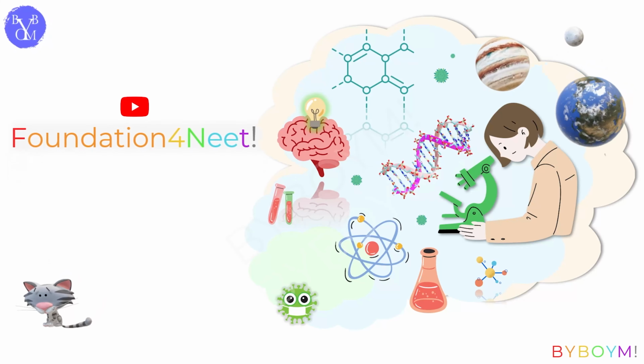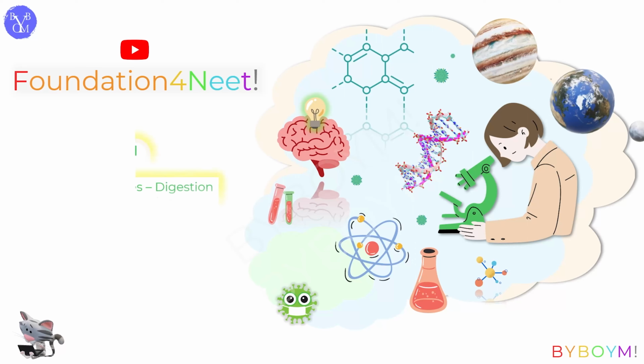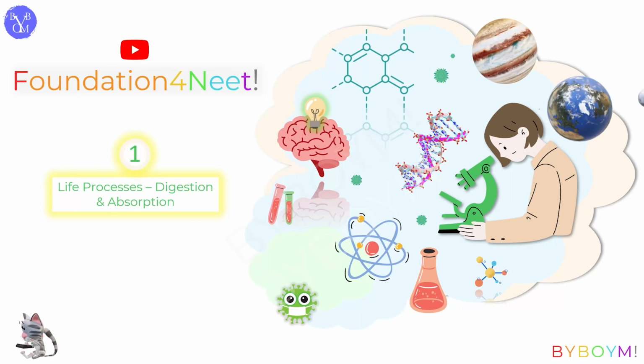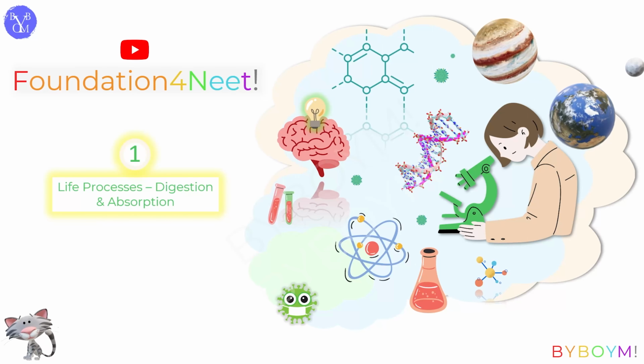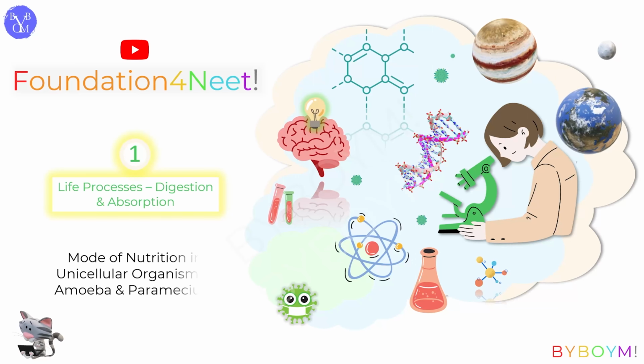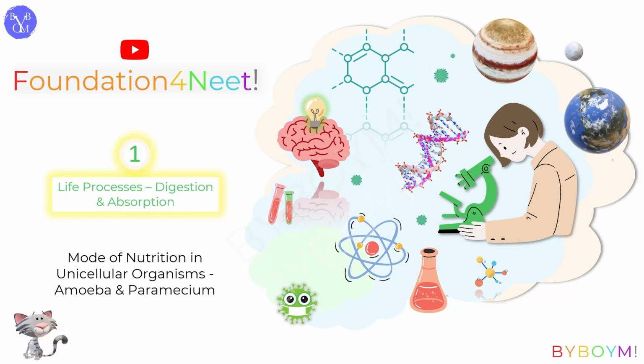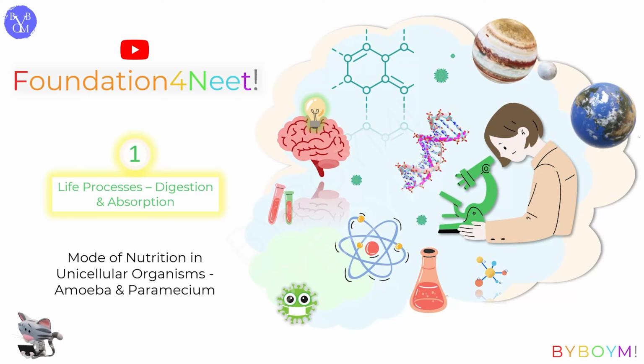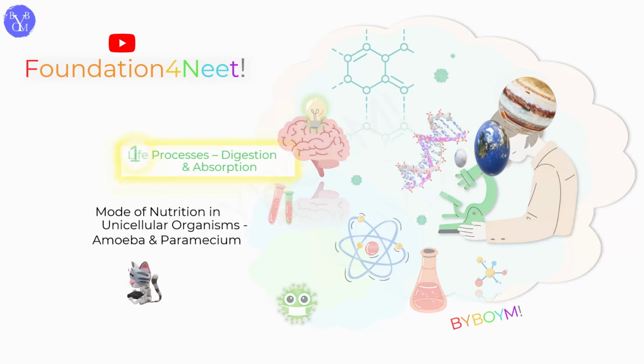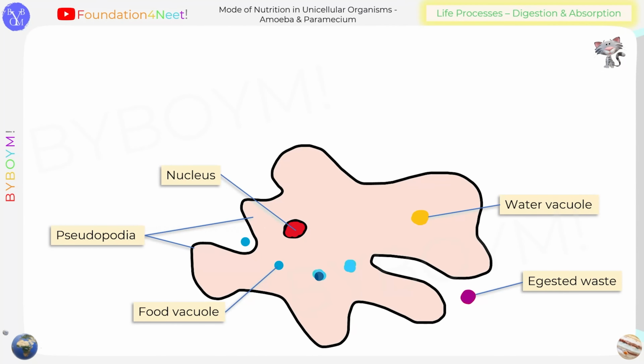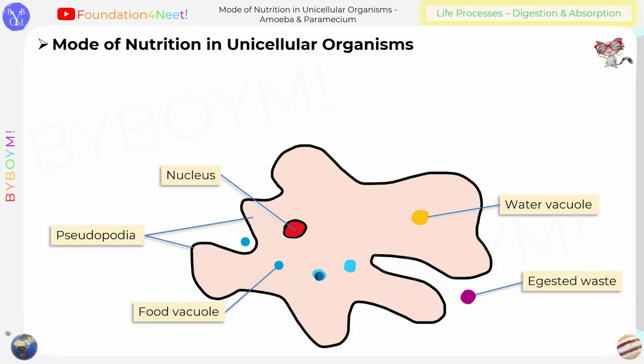We have already started with the first chapter in our course, that is Life Processes, Digestion and Absorption. Today we are going to begin with the 8th topic, Mode of Nutrition in Unicellular Organisms. So in today's class we are going to understand about the mode of nutrition in unicellular organisms. For unicellular organisms, we have taken the example of amoeba and paramecium.